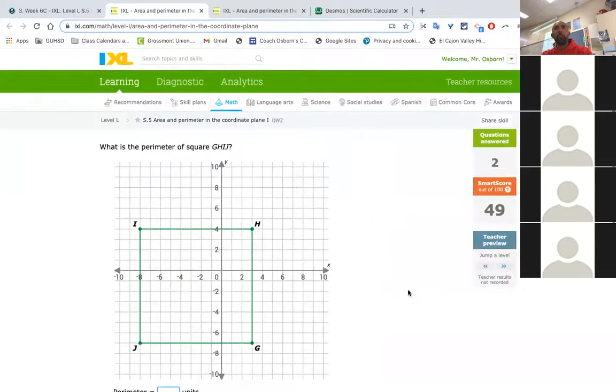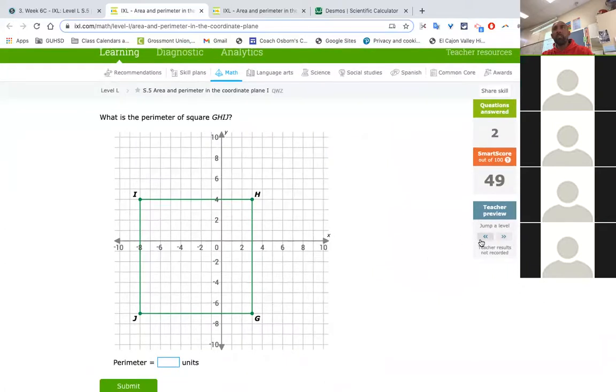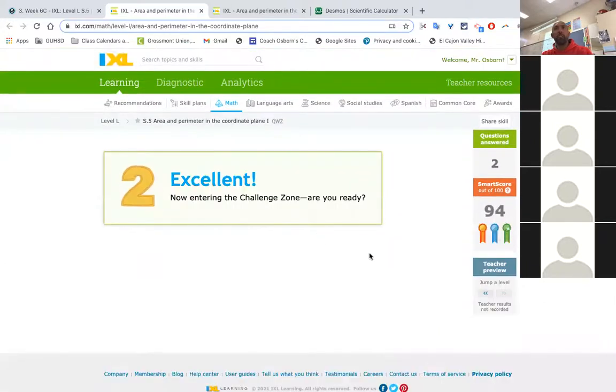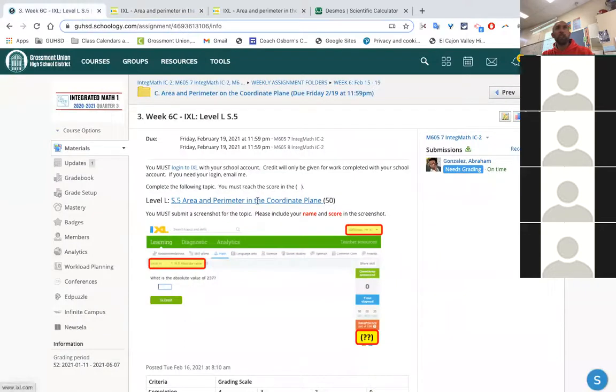Okay. So that's what you're going to get with these first ones. You're going to get simple shapes. And you just got to get to 50 there. And I think that first assignment.